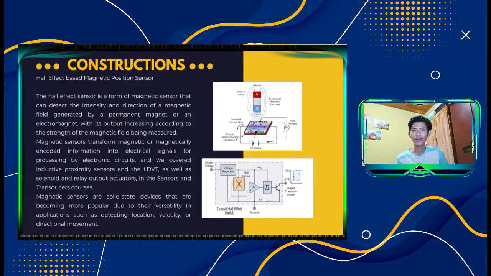As the electrons and holes accumulate on opposite sides of the semiconductor material, a potential difference is generated, and the existence of an external magnetic field perpendicular to the direction of electron motion has a higher impact on a material with a flat rectangular shape.